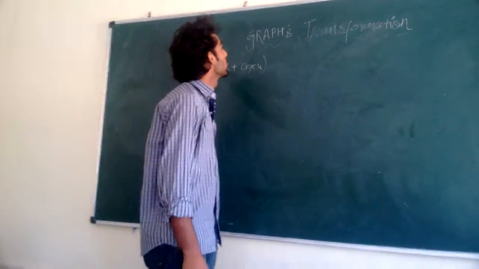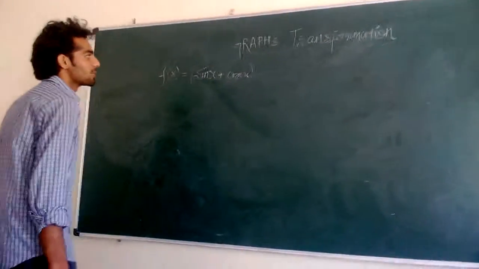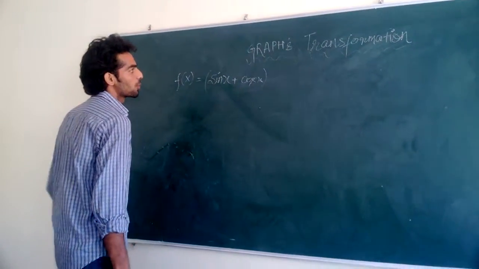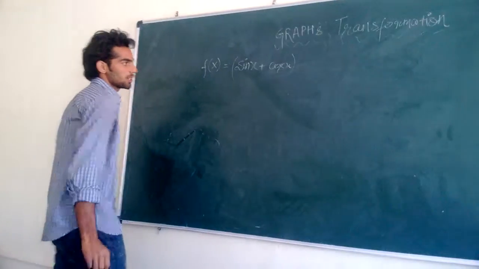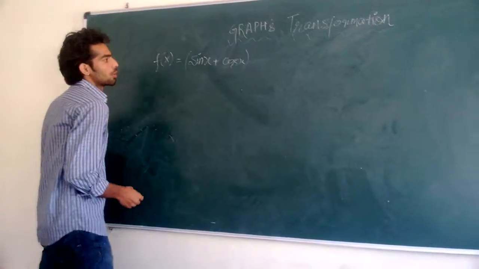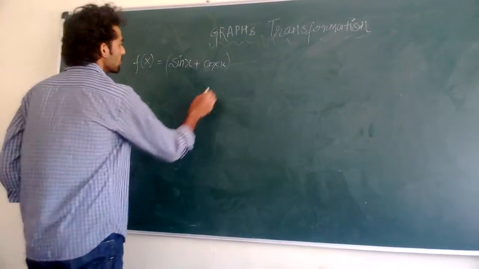Today we are going to deal with transformation of graphs. That is, we are going to play with graphs. I am taking a function f(x) that is equal to sin x plus cos x. So we are going to make a graph of this function.